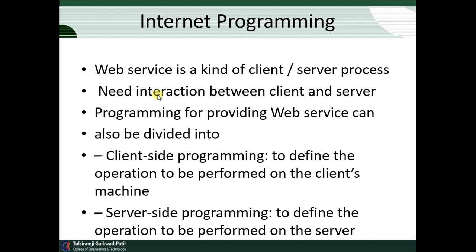In programming, there are two types: one is called client side programming, the second is called server side programming. What does client side programming indicate? It defines the operations to be performed on the client machines. The operations that are going to be performed on the client machines are called client side programming. Here you can see client side programming.